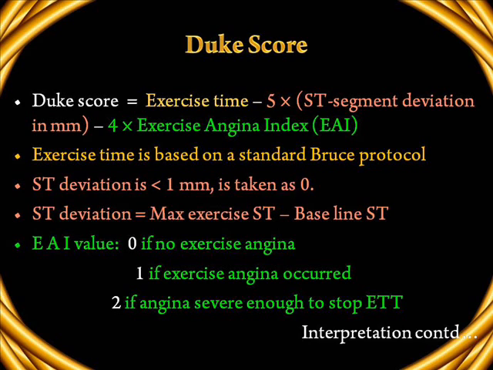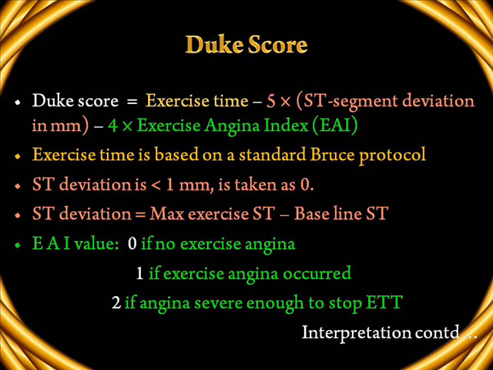So, this code is worked out this way. Take the exercise time and subtract 5 times the ST segment deviation in millimeters, and again subtract 4 times the exercise angina index. The resulting number is the Duke score. Exercise time is based on the standard Bruce protocol. ST deviation less than 1 millimeter is to be taken as 0.